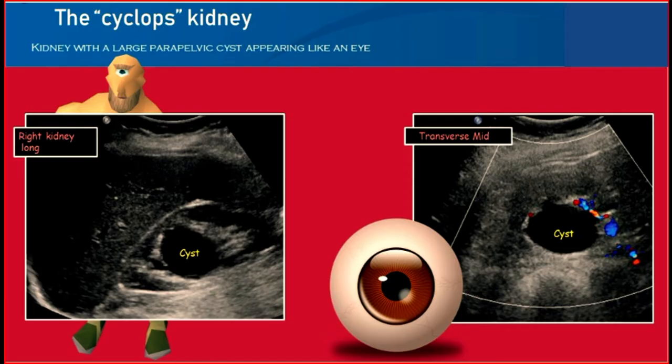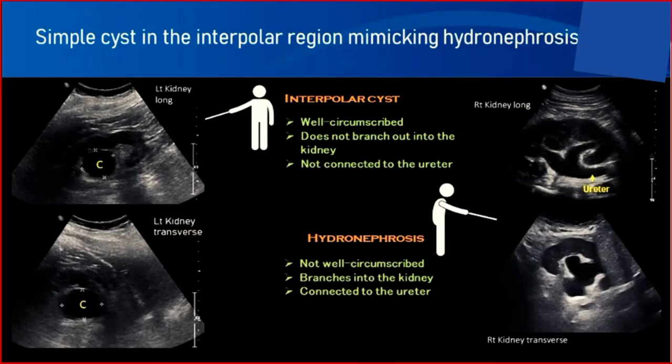This picture shows a kidney with a large parapelvic cyst appearing like an eye, called cyclops kidney. Here, the parapelvic cyst appears well circumscribed, doesn't branch out into the kidney, and is not connected to the ureter. But hydronephrosis is not well circumscribed, branches into the kidney, and is connected to the ureter.